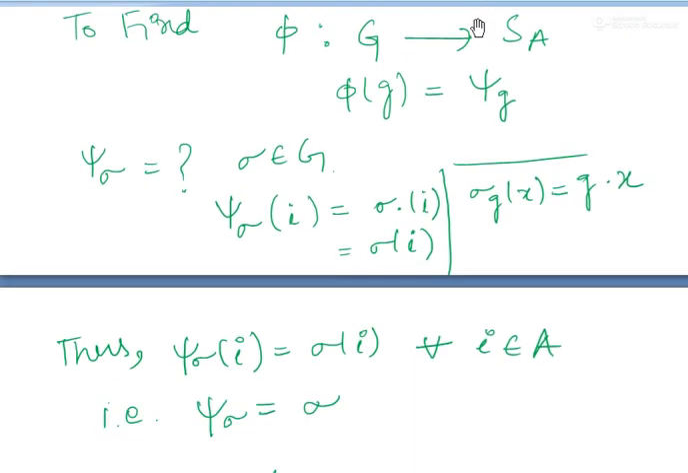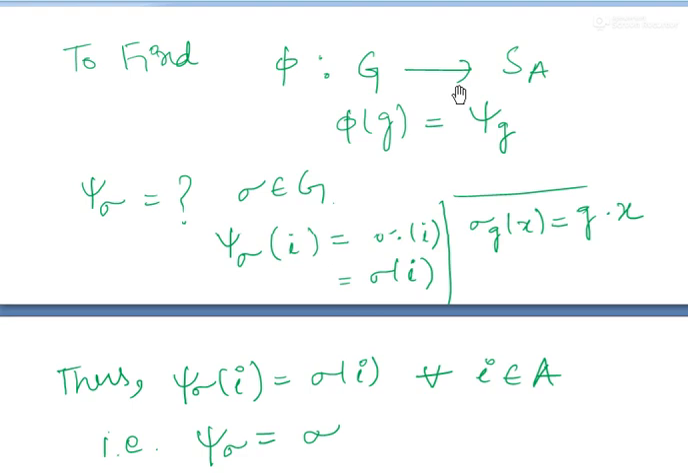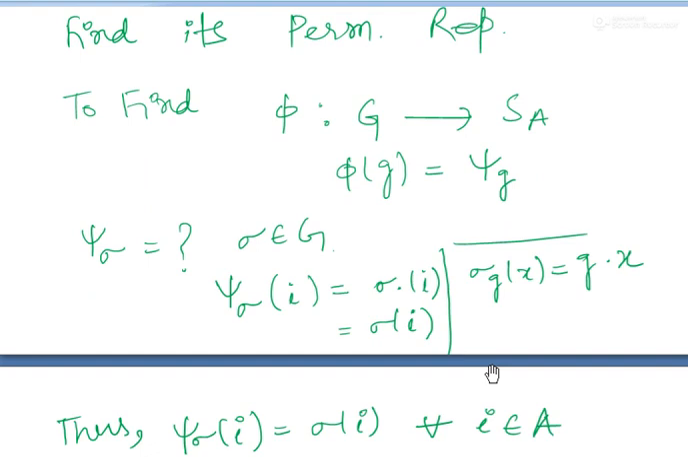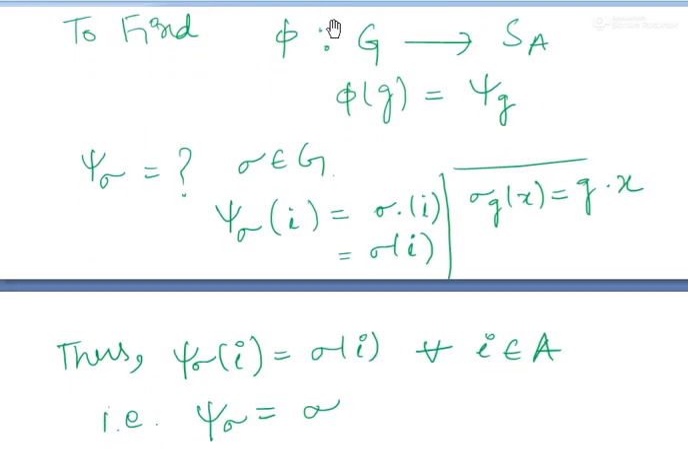So that means we have to find phi from G to SA. Because we have used the notation sigma already here, we are using sigma notation for the elements of Sn. So let's use some other notation for this question. As the permutation representation maps g to sigma g, let's use psi g here. So the permutation representation will be a mapping phi from G to SA, a homomorphism which maps g to psi g.